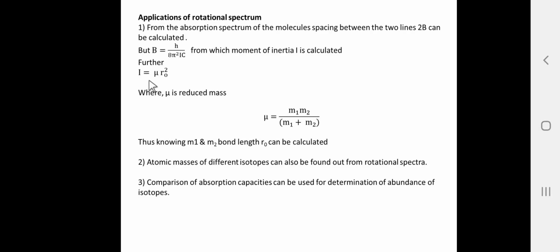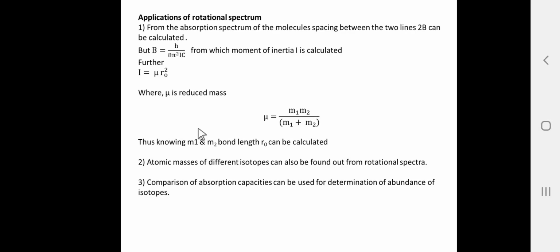Again we know that I is equal to mu r0 square, or I is equal to mu r square. The value of I is obtained from this expression. Then mu is the reduced mass. How is the reduced mass calculated? With the help of the formula mu is equal to m1 into m2 divided by m1 plus m2. In this way the reduced mass for the diatomic molecule is calculated. Substitute the value of I, the moment of inertia, as well as the reduced mass, and we can find out the bond length of the diatomic molecule. Just substituting the values of m1, m2 and I, we can determine the bond length. So this is the first application of the rotation spectrum.